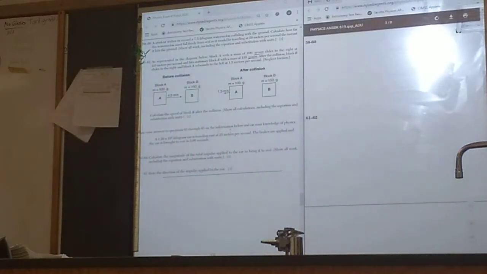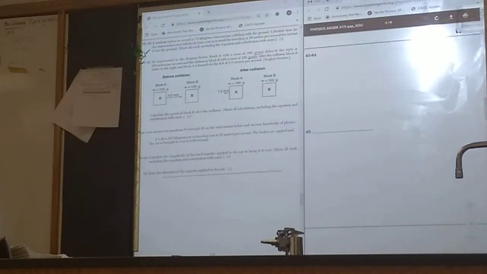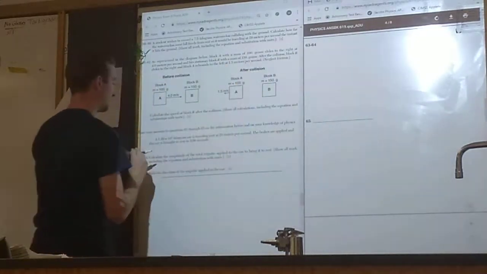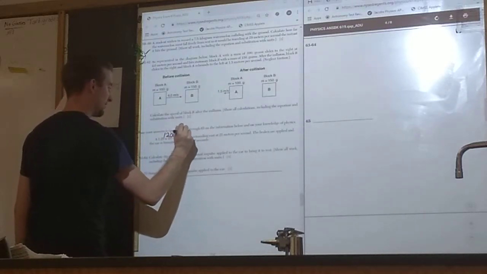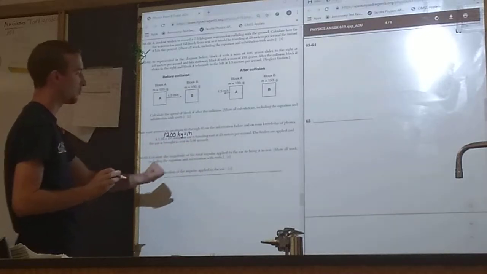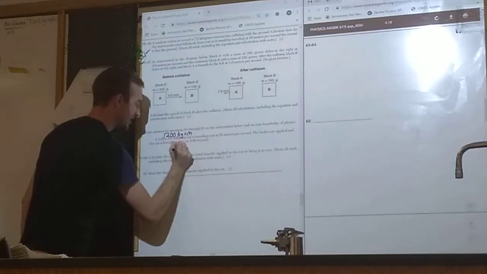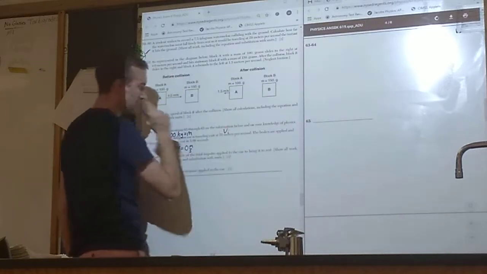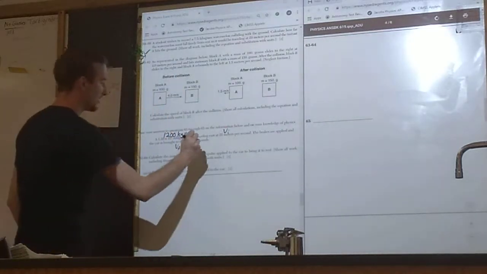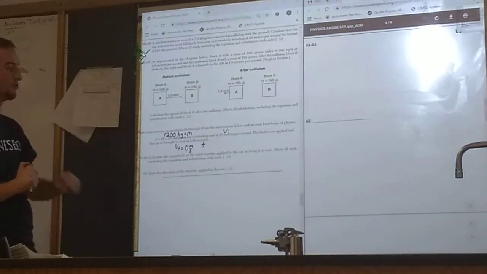63 through 65, the last questions in this section. A 1.2 times 10 to the third kilogram car. Now, let's get that out of scientific notation. That would be 1,200 kilograms is the mass. Is traveling east at 25 meters per second. The brakes are applied, the car is brought to rest. So this tells us that V final is 0 meters per second. The initial speed is 25 meters per second east, and it does this in a certain amount of time. We want the total impulse applied to the car to bring it to rest.